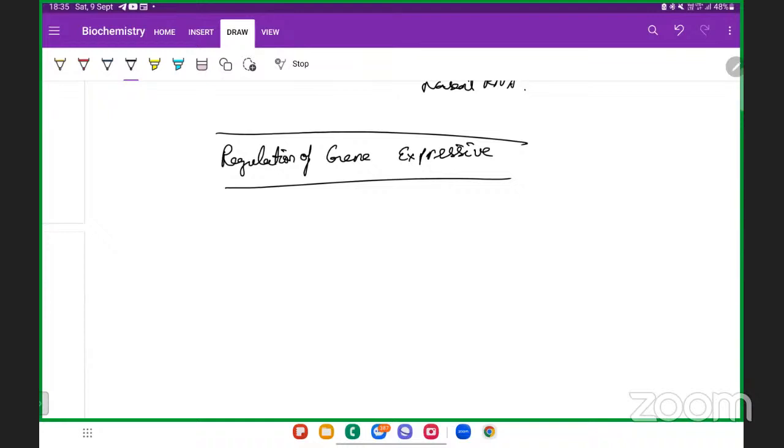I hope Aishwarya is clear with this abortive initiation. Okay, now I'm going to move towards the genetic expression. This genetic expression and regulation is going to be different in prokaryotes and different in eukaryotes. Just write it down.